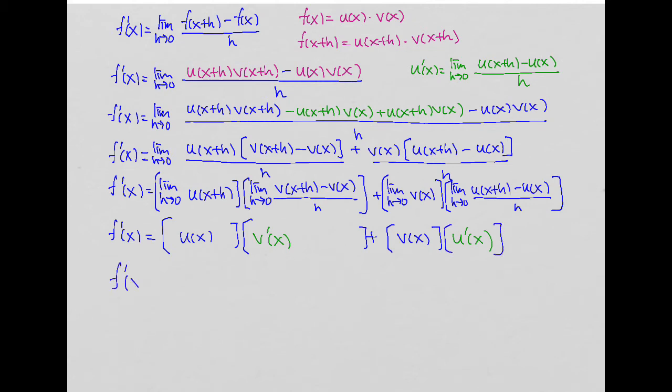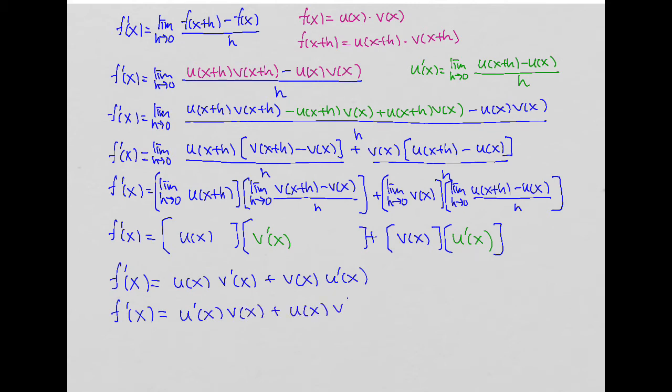Therefore, we can say f prime x will become u(x) v prime(x) plus v(x) u prime(x). Let's rearrange them. So we get u prime(x) times v(x) plus u(x) times v prime(x). And this is the product rule. Therefore, we say if the given function f(x) is a product between two functions u(x) times v(x), then your differentiation will be the differentiation of the first function times the second function plus the first function times the differentiation of the second function.